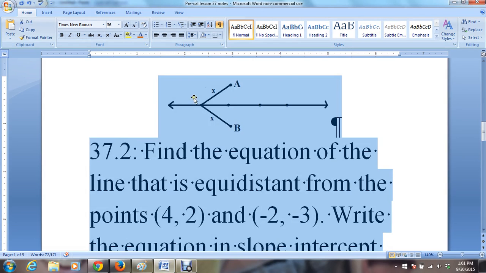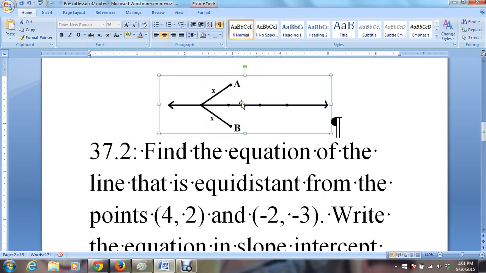Here's a picture of that. We've got a line here, and we've got 2 points, A and B, and we're saying that any point on the line is going to be the same distance from A as it is from B. So this point right here is x away from A, and it's x away from B. This point on my line might be y away from A and y away from B. Doesn't matter what the distance is. I'm just saying that for any point on this line, if you draw a segment to point A and to this other point B, these 2 lengths are equal.